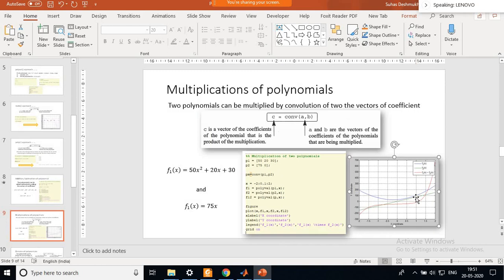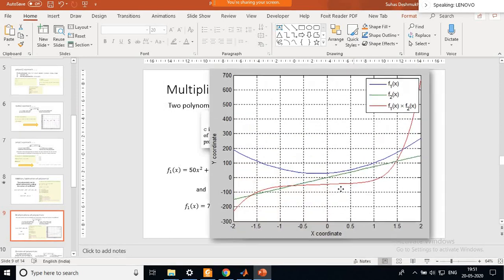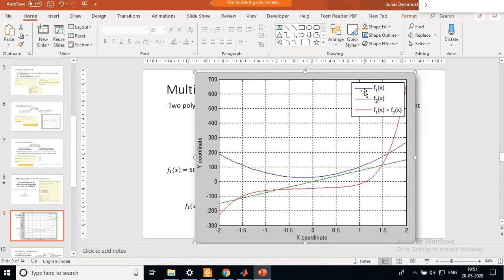Mathematics is very interesting, I can tell you. So I will zoom it, or make it bigger. This is my first function, which is a second order equation. The second function is a straight line. When I multiply these two, I'll get another curve, which the red color indicates. So multiplication will lead to this type of curve. That is how we can quite easily see the understanding and meaning of it.